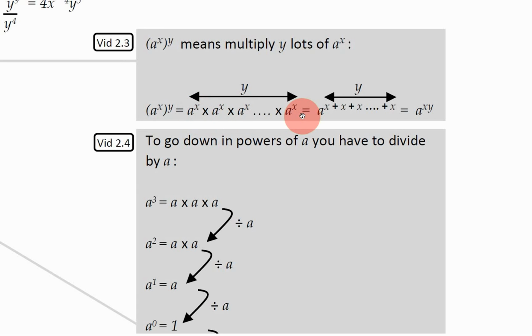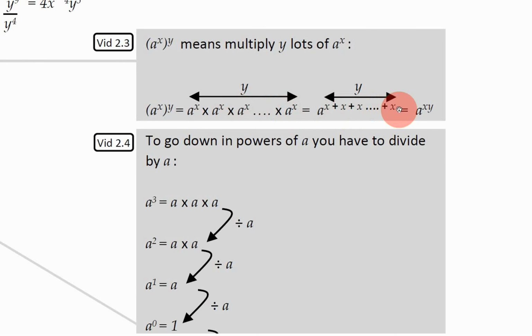Now, earlier on, I proved that if you times two things that have powers, you add the powers. So I'm going to use that rule. I'm going to add the powers here. So I'm going to add all these x's together. So I'm going to get x plus x plus x plus x plus x. But how many of these x's do I have? Well, I've got y of these x's, right? I've got one of these x's for each of these a to the x's, and I've got y lots of a to the x's. So basically I've got x plus x plus x, y times over, like it says over here.